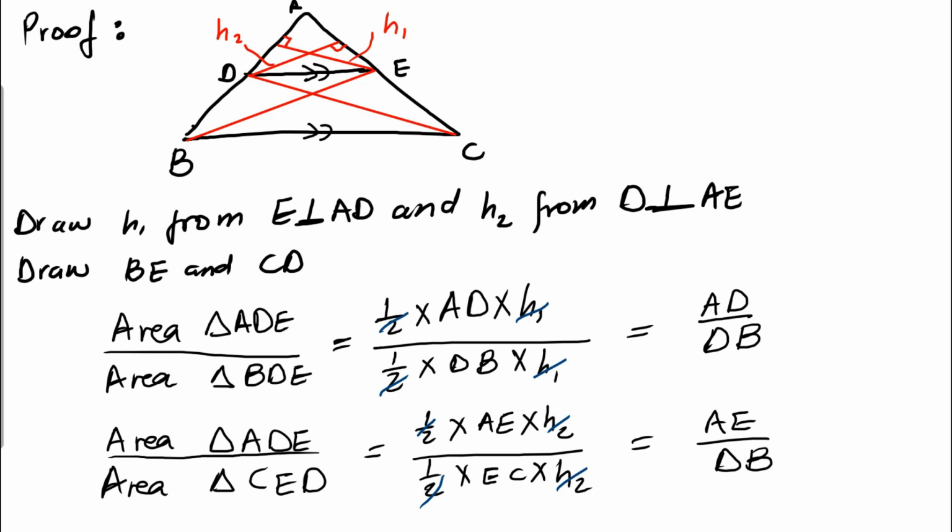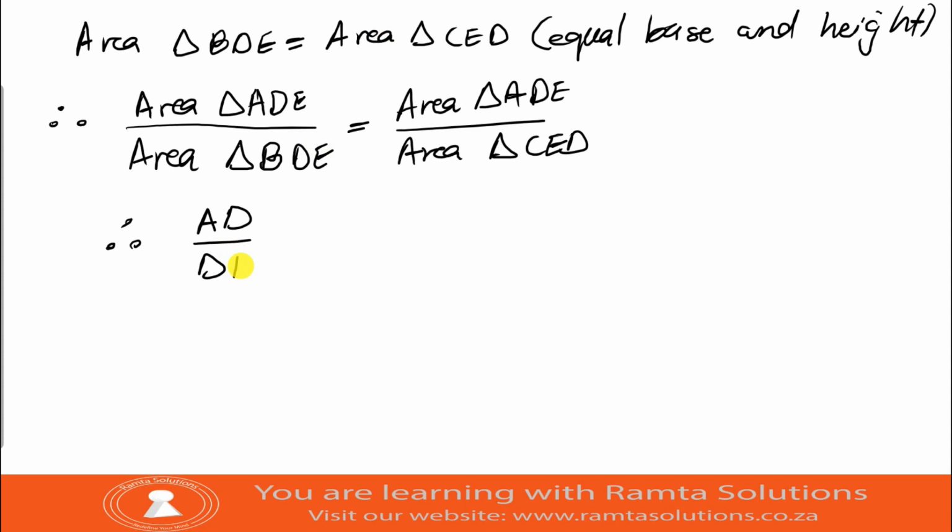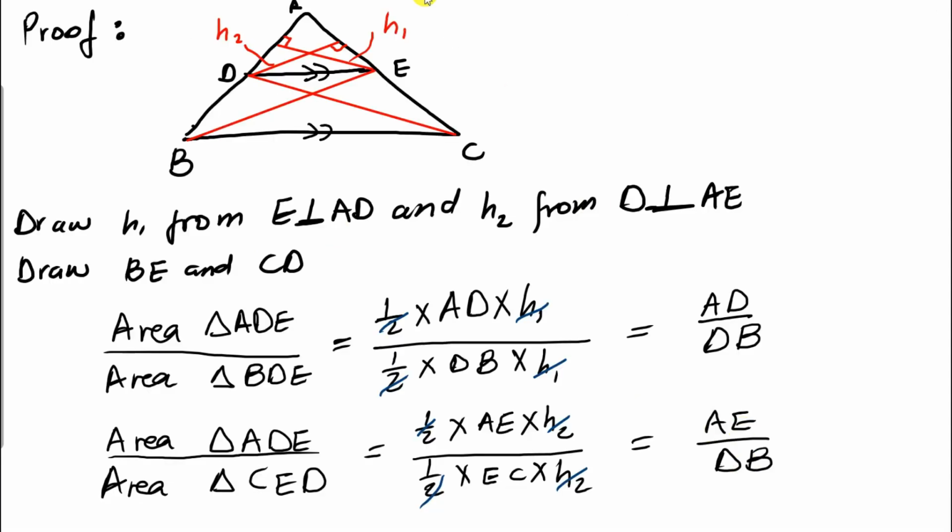Or is it AD? Oh yeah, AD over DB, right, is equal to area of triangle ADE over triangle CED. What was it? AE over DB. Is it so? Oh, my mistake. I see I made a mistake here. It's not DB, it's EC. All right, it's EC.